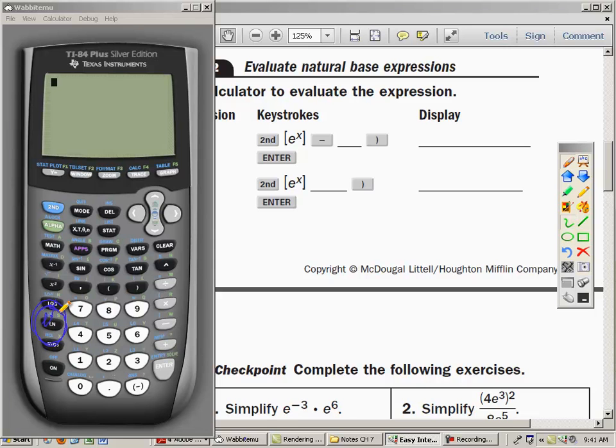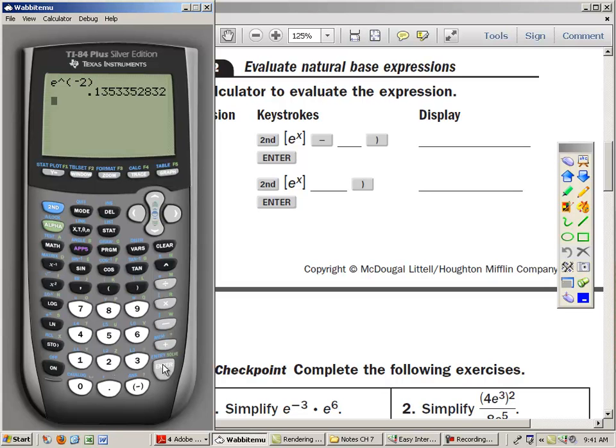So if I want to get e to the x power, I have to go second e to the x. Whoops, I must have missed the second. Let's try that again. Second e to the x, there we go. And if I wanted to know what e to the negative 2 power is, that comes out to 0.1353, etc.